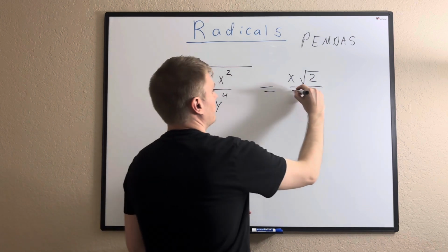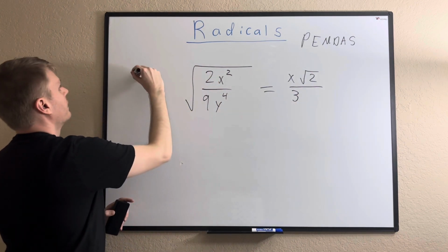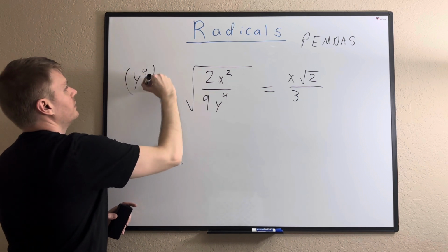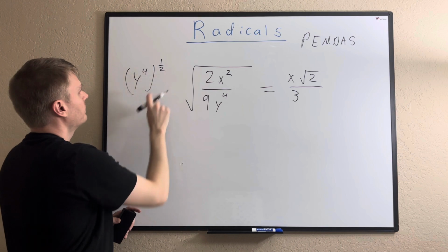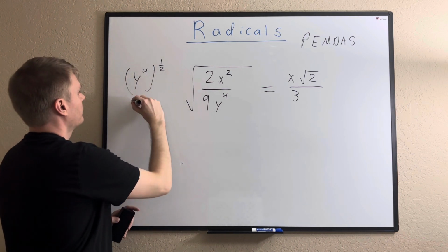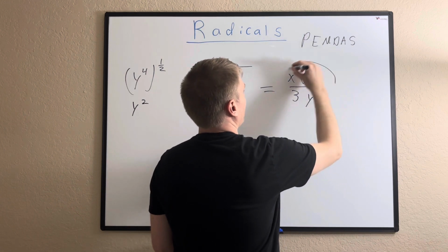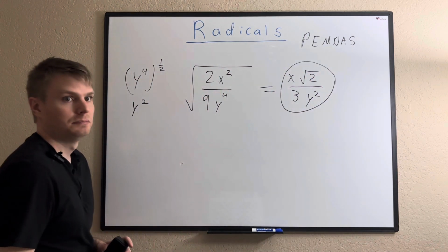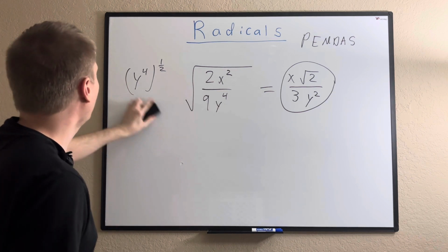Radical 9, 3, radical y to the 4th. Y to the 4th. You want to do this again? 4 times 1/2. That wasn't so bad. And yes, that is the final answer. That is as simplified as it gets.